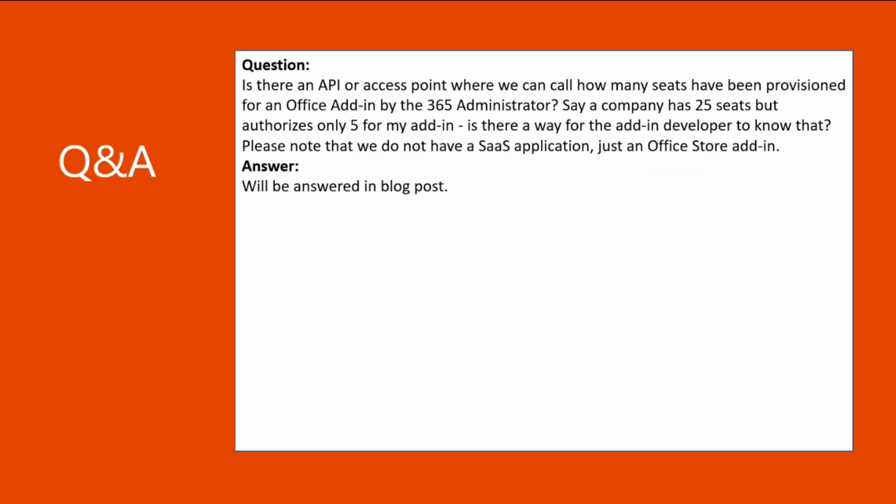And lastly, is there an API or access point where we can call how many seats have been provisioned for an Office add-in by the 365 administrator? For example, their company has 25 seats, but only authorizes 5 for their add-in. Is there a way for the add-in developer to know that? Please note that we do not have a SaaS application, just an Office Store add-in. This will also be answered in the blog post. Stay tuned for that as well.